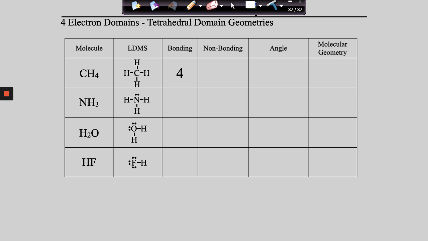Well, looking at CH4, that's got 4 bonding domains. As a result, it has no non-bonding domains. The question then becomes, what does this molecule look like and what is its molecular geometry? Notice that its domain geometry is tetrahedral. But what about its molecular geometry? What does the molecule look like, and what is the actual angle in the molecule?